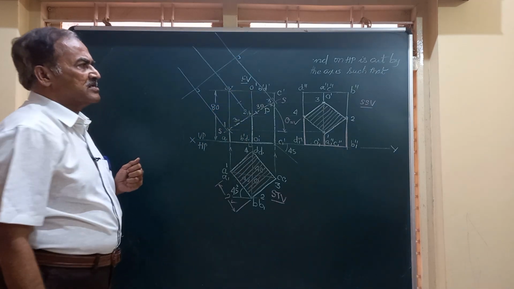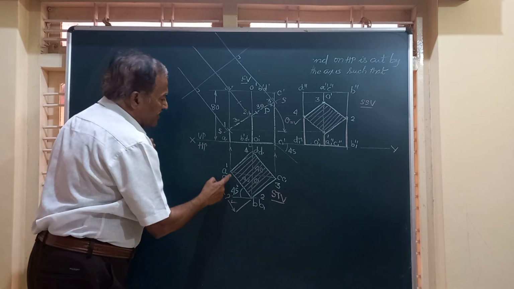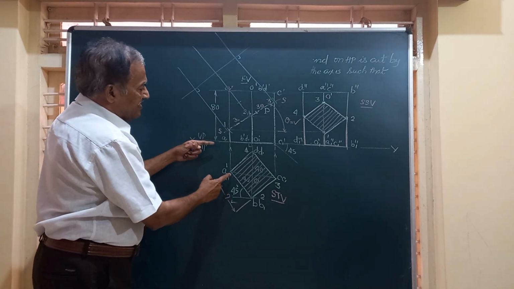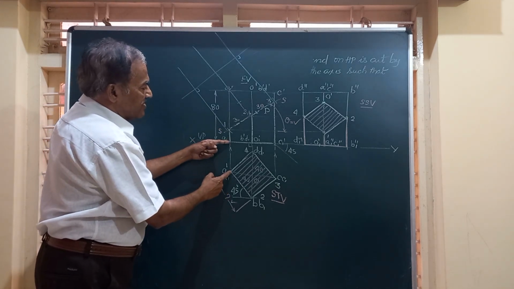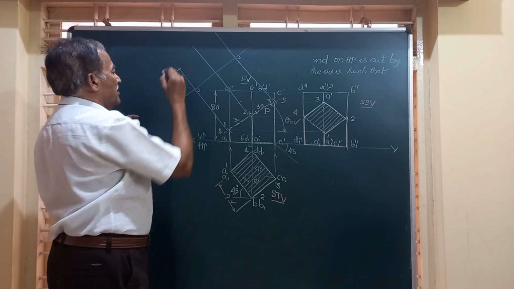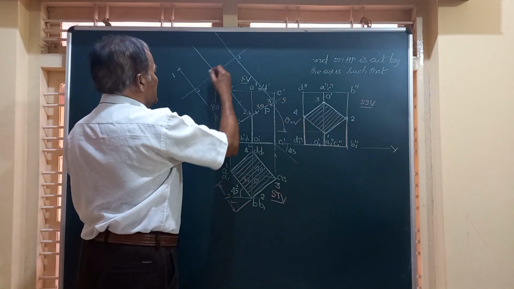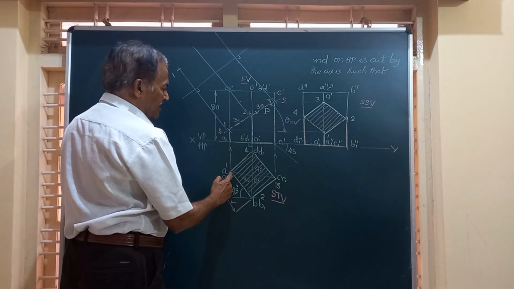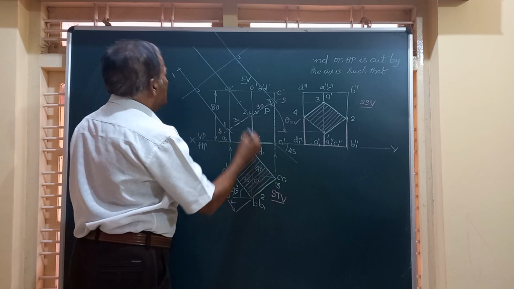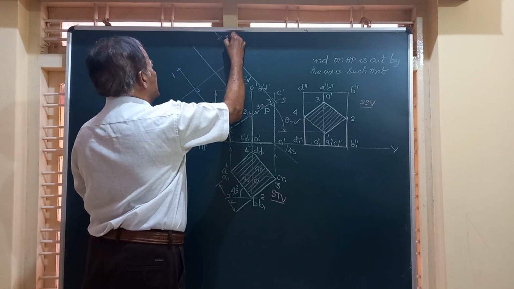through this point. Friends, on this line we have to get point 1. Take the distance of 1 from XY and mark it here. This is going to be point 1. Similarly, on the other end, you got 3. 1 and 3 are at equal distance. So you can have this as point 3.